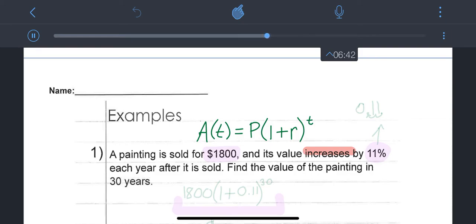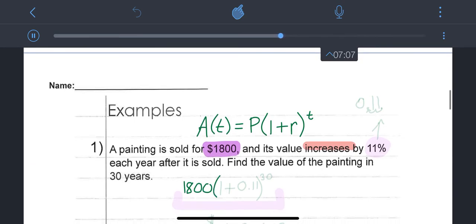Okay, so now we have to fill things into the formula. Well, P represented what? Go back to our notes. P represented the initial value. So for this problem, it tells us that the painting starts off at a value of $1,800. That's our initial value. So I'm going to start writing this down in the formula. We start with 1,800 for P.